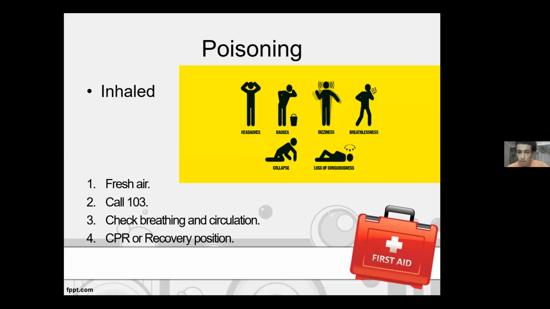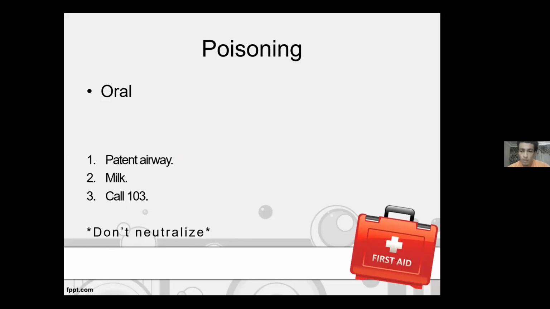Number three, I will check the breathing and circulation as we did in the care system above. If breathing is not available and circulation is cut, we apply CPR and the recovery position if it's sure that there is no cervical trauma, as you said. Okay. Number two of the poisoning is oral poisoning by food or swallowing the poison into the alimentary canal.